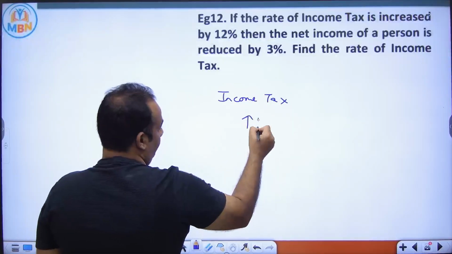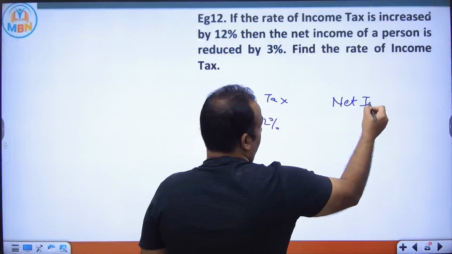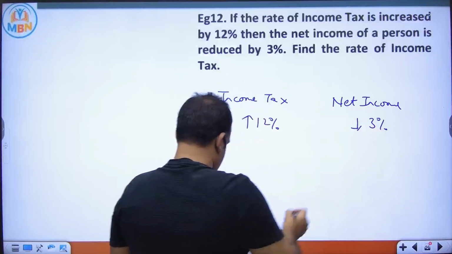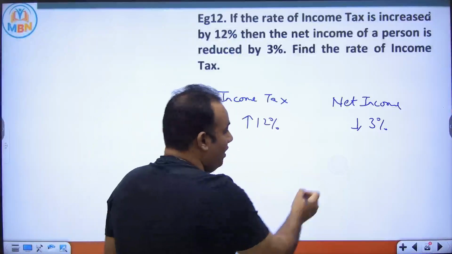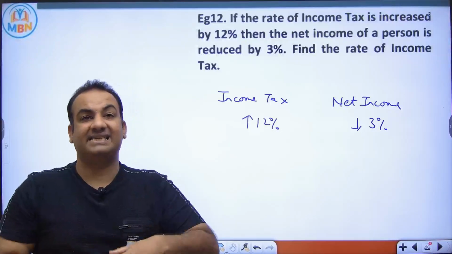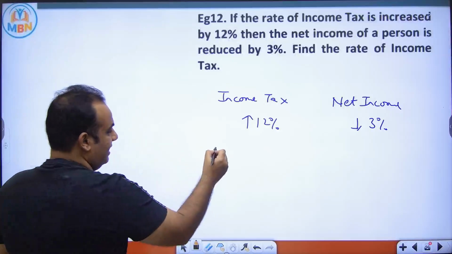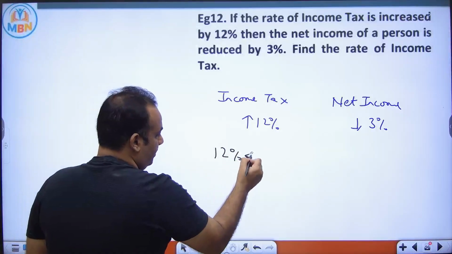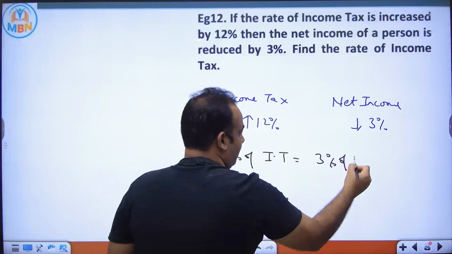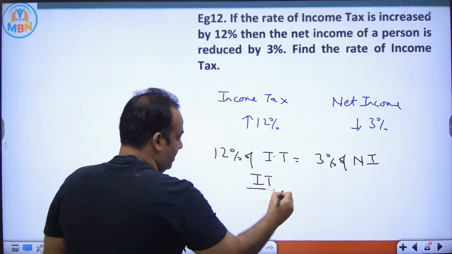The rate of income tax is increased by 12%, because of which the net income of a person is reduced by 3%. Now we know that whatever be the increase in income tax is the same as the decrease in net income. Income tax is increased by 12%, so 12% of income tax is equal to 3% of net income. So from here you can get the value of income tax to net income.